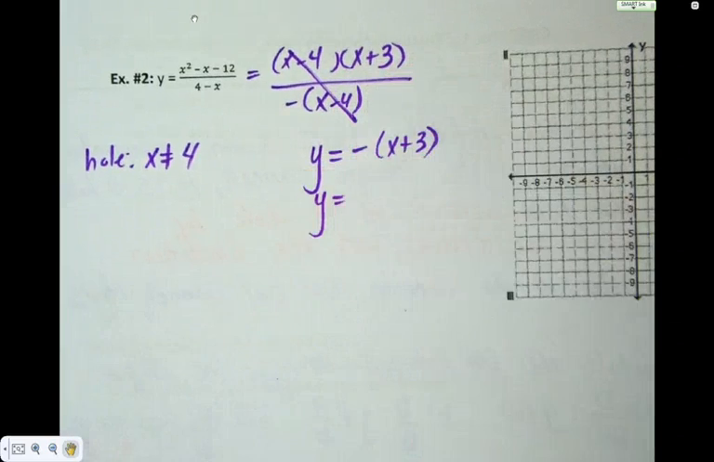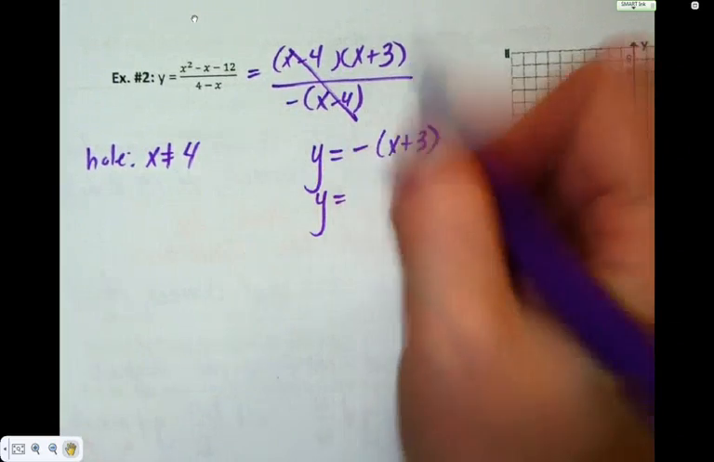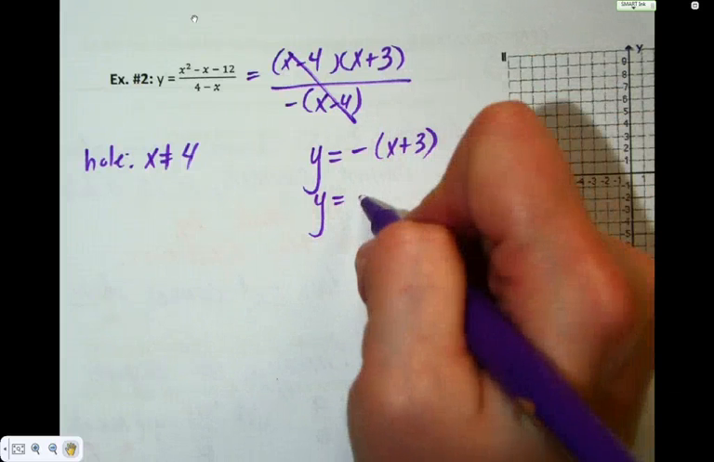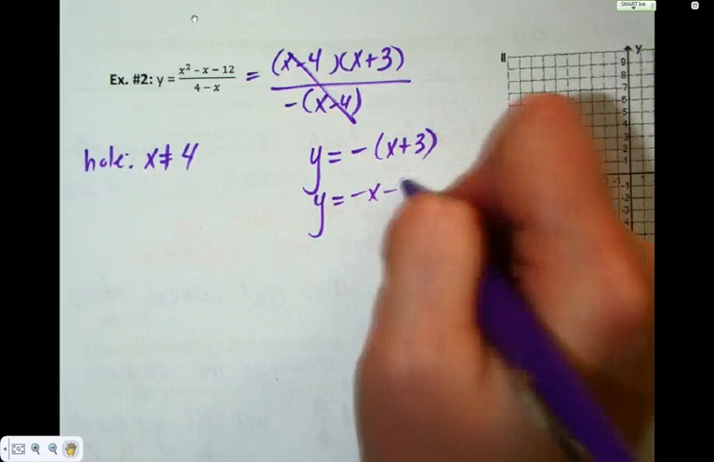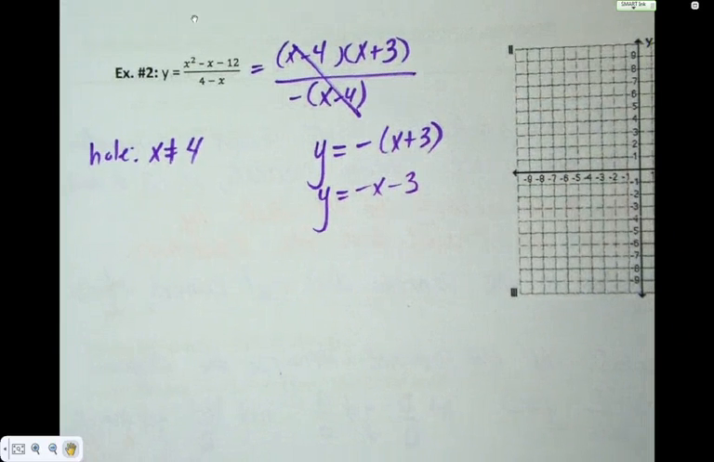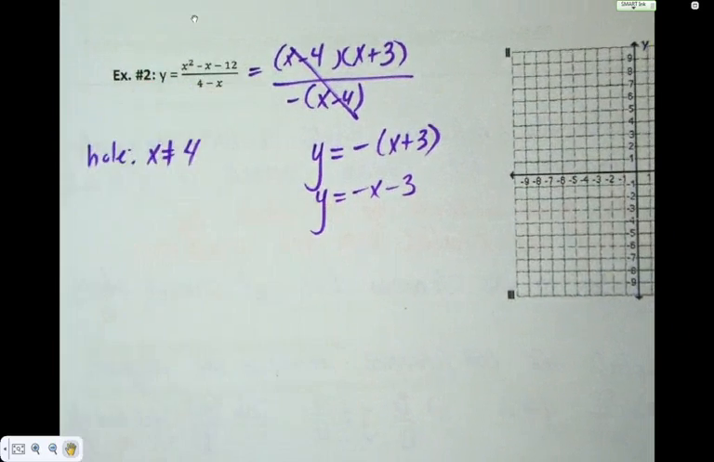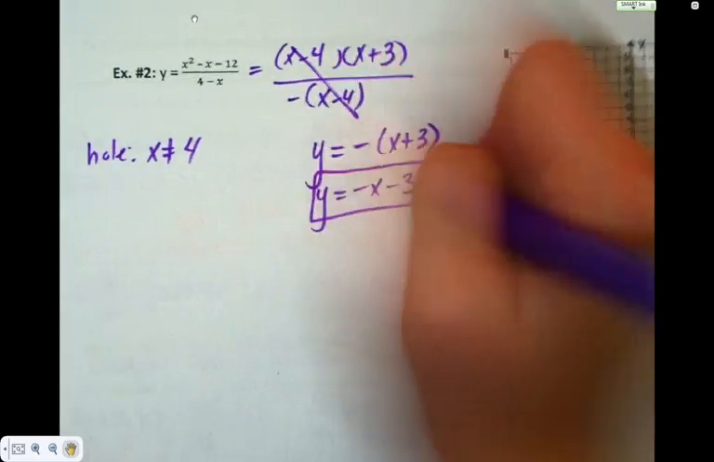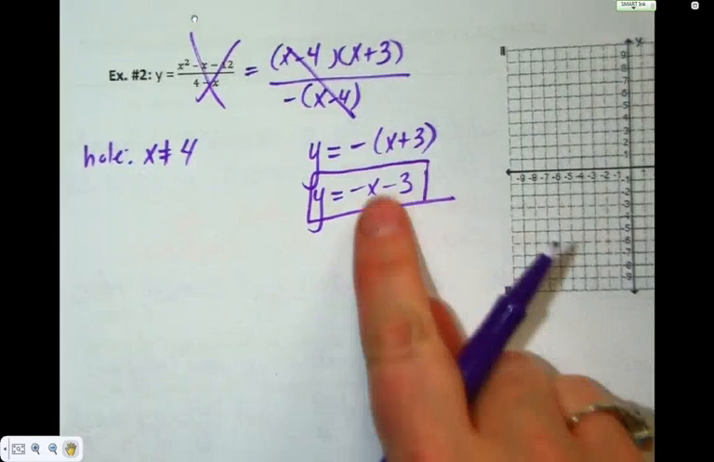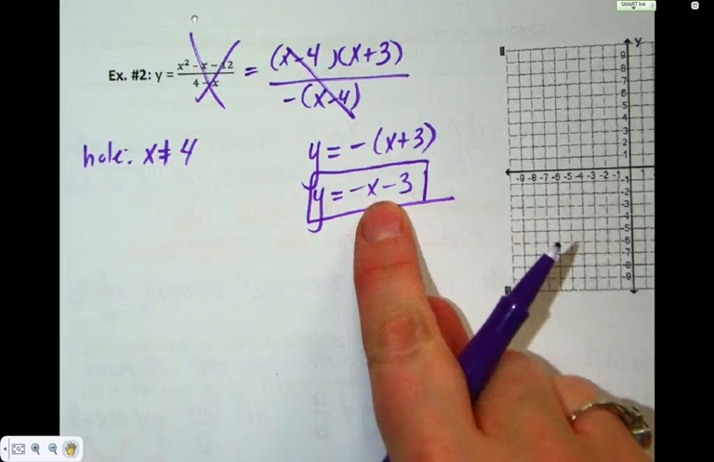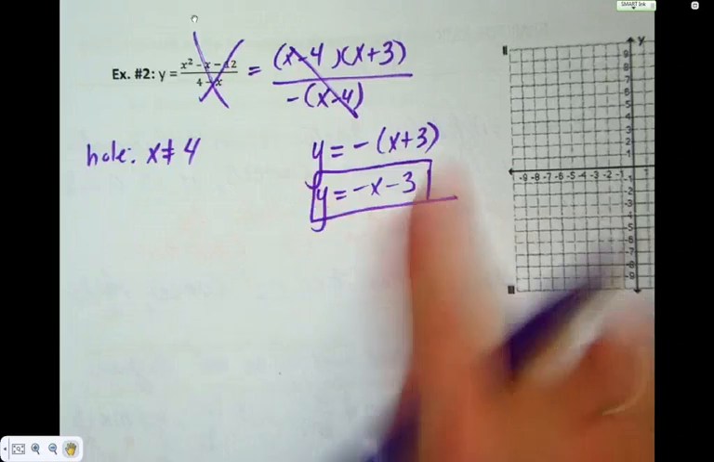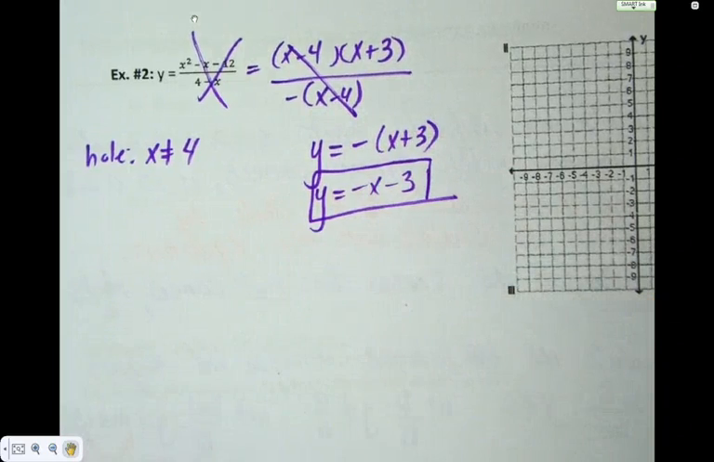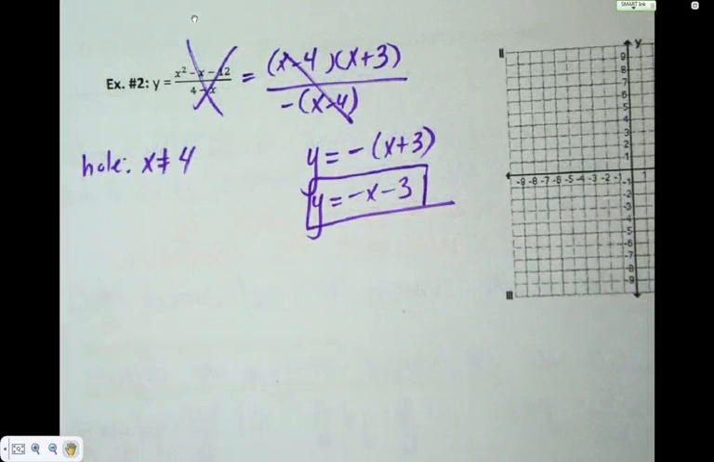So once we cancel, what's left in our function? Negative x minus 3. So the minute you have a hole and you canceled something, you want to go to this form. You want to now ignore the original question, because this is way easier to graph than the original. So whenever you have a hole and you factored and you canceled, you go with what's left. Okay, it's going to be a lot easier work than going back to the original.